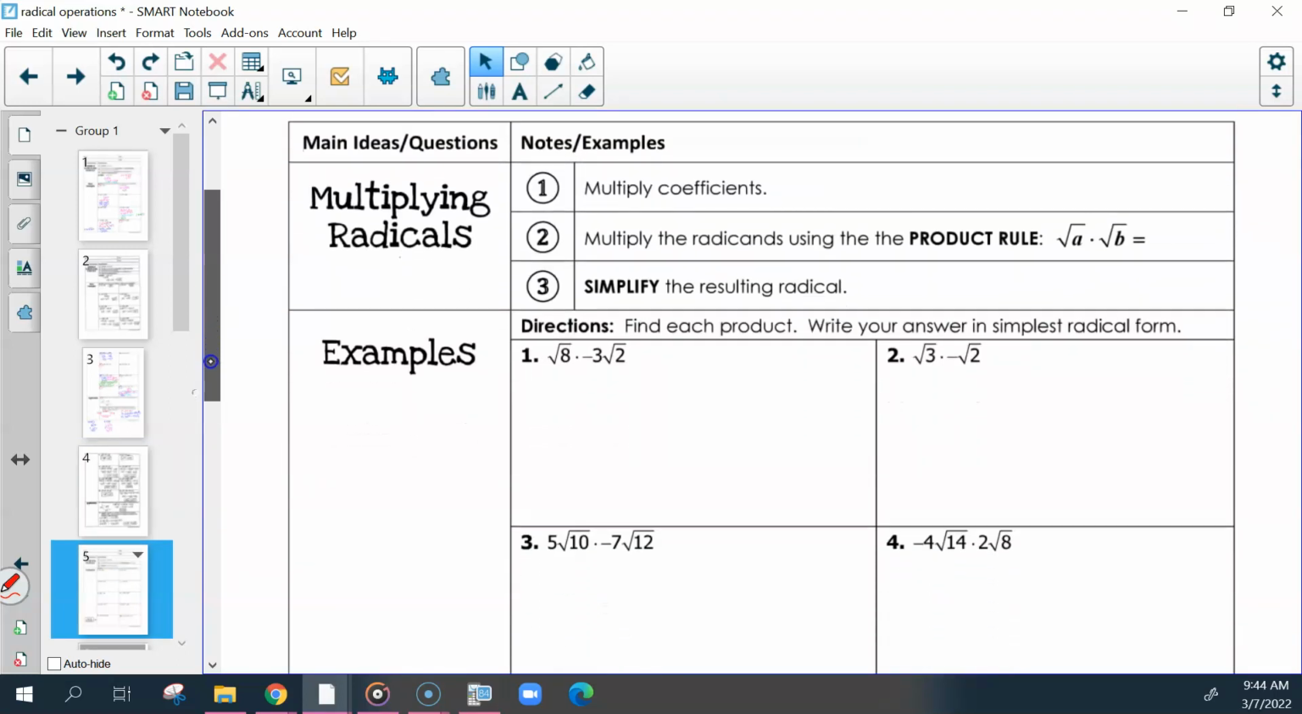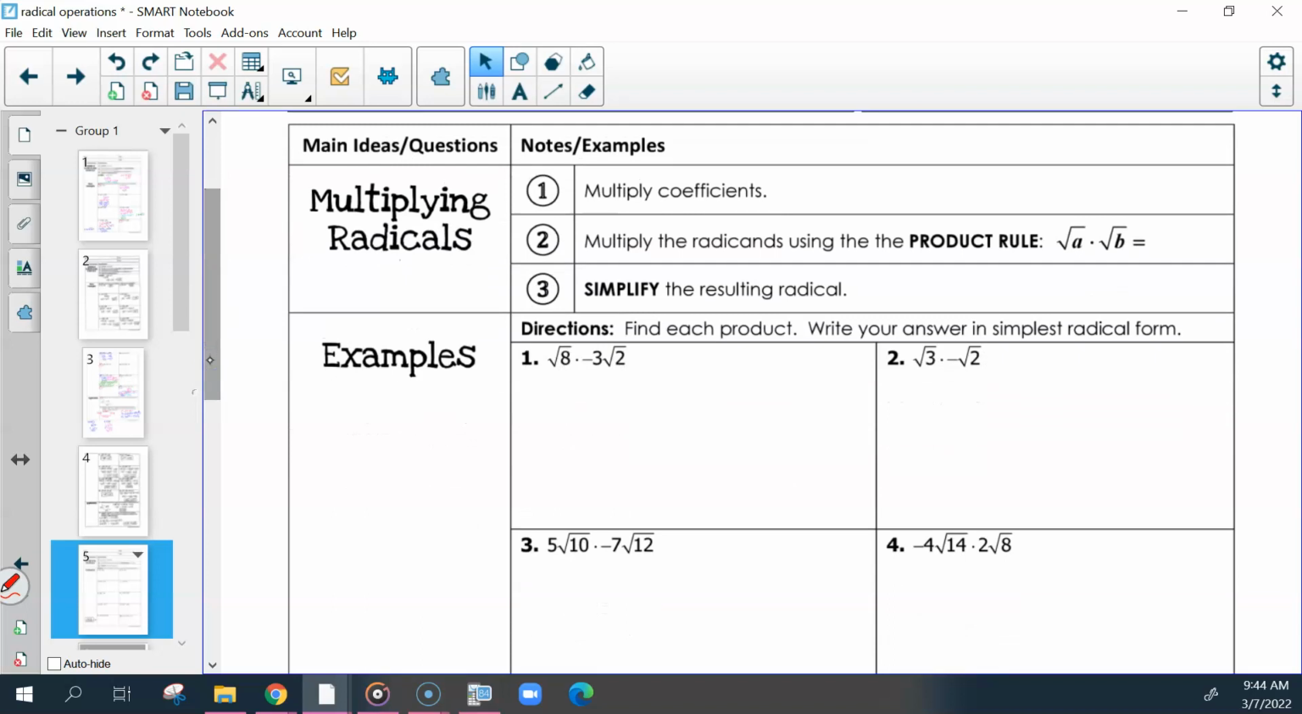Find this page. With this, some of the things we were talking about with adding and subtracting applies here, but not all of it. So we're going to multiply the coefficients, the numbers on the outside together. But then we're also going to take what's on the inside of the radical, or the radicand, and multiply those together. So when we simplify, usually whatever is on the inside, we bring it all together.